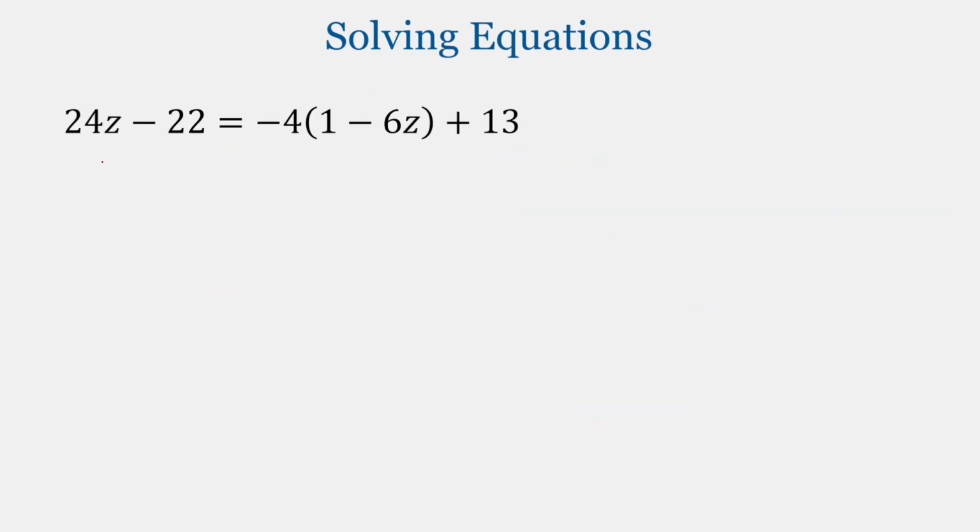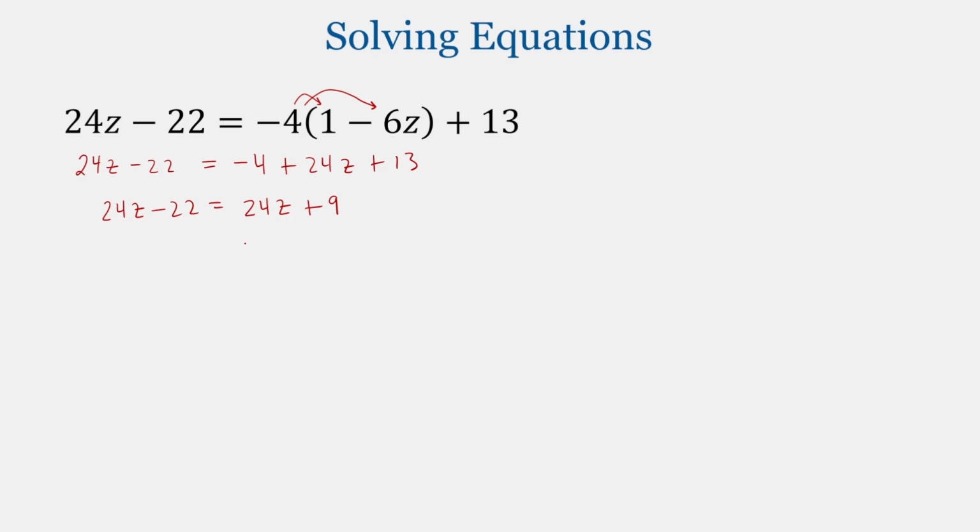With this third problem, the left side is fully simplified. We cannot combine anything here. So I'll go ahead and rewrite this left side, 24z minus 22. And again, we can use the distributive property on the right side, giving us negative 4 plus 24z plus 13. We can still simplify the right side further by combining negative 4 plus 13. That gives us 24z plus 9.